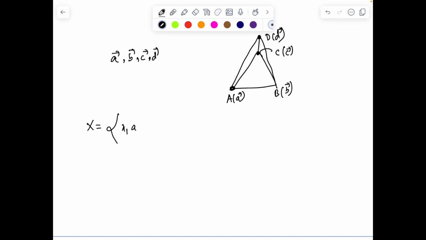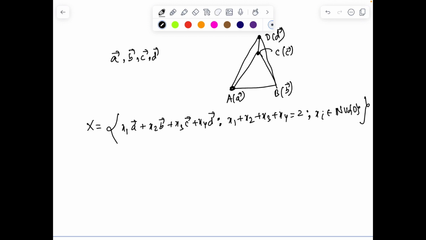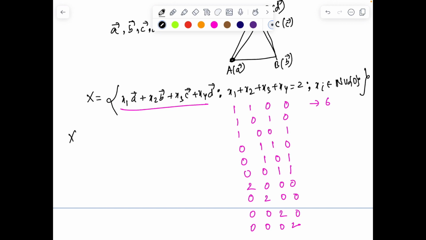Now as the question tells, we have to consider a set X which contains all these combinations of vectors x1a plus x2b plus x3c plus x4d such that sigma xi, x1 plus x2 plus x3 plus x4 equals 2, where xi belongs to natural numbers union 0, means whole numbers, right? So first, before we go further, let's see how many vectors are there in the set X. Since x1 plus x2 plus x3 plus x4 is 2, it is possible with 1 1 0 0 vectors that are present in this set X.